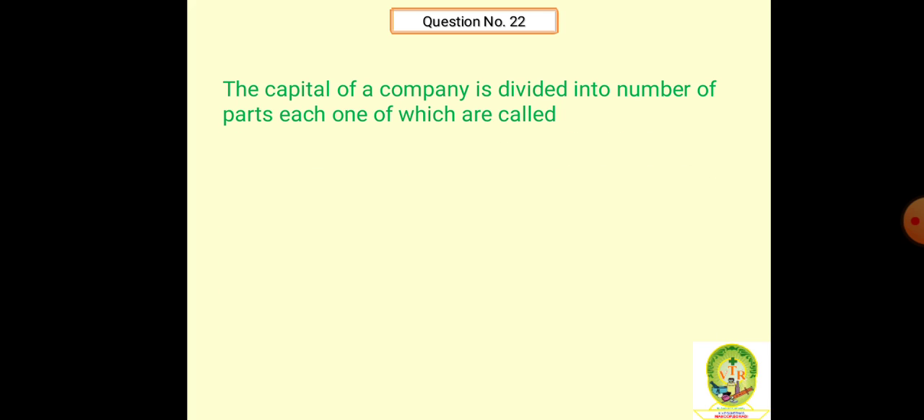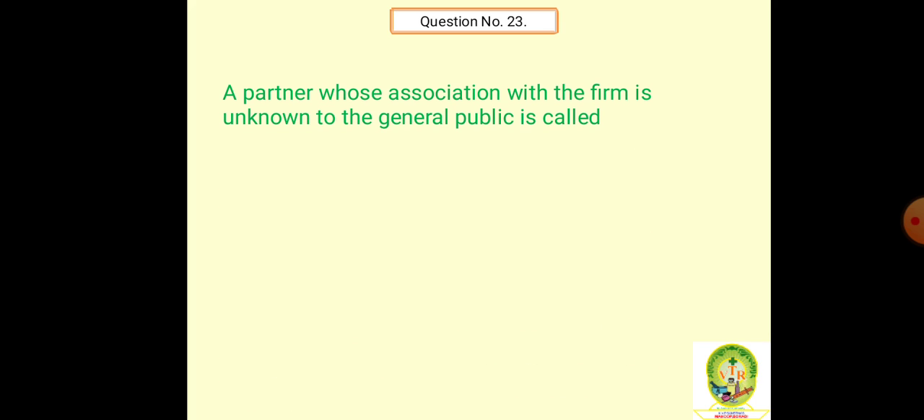The capital of a company is divided into a number of parts, each one of which is called. Options are A. Dividend, B. Profit, C. Interest, D. Share. Right answer is D.